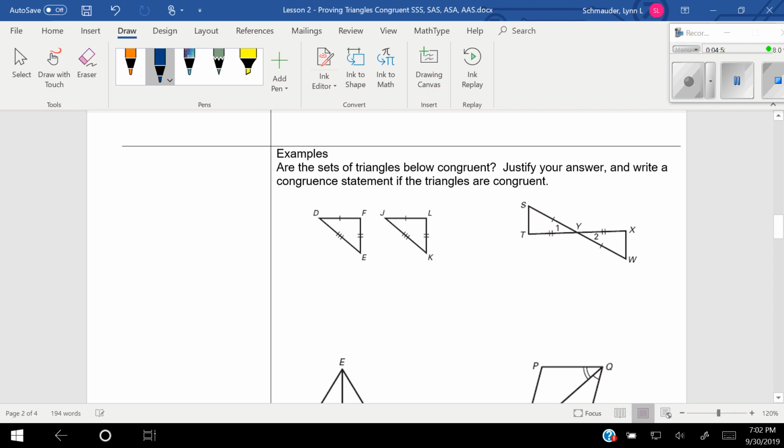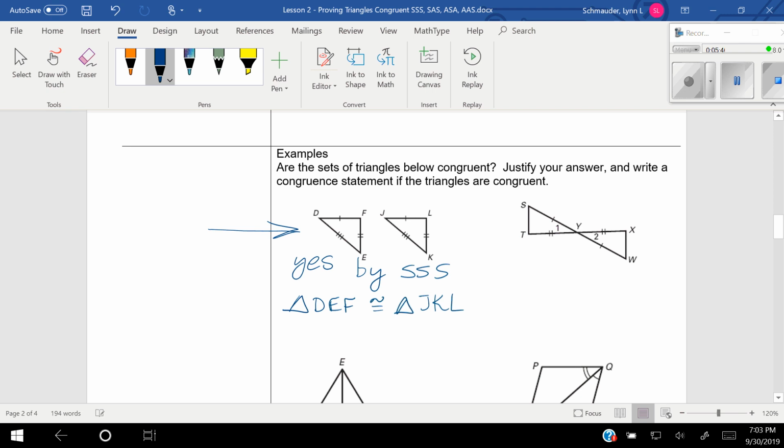Okay, let's do some examples. Are the triangles below congruent? Justify your answer and write a congruent statement if the triangles are congruent. Well, look, we've got all three sets of corresponding sides congruent here. So yes, these are congruent by side-side-side congruence postulate, and I'm going to write the congruent statement. Triangle DEF is congruent to triangle JKL by SSS. And when you're writing a proof, you can just put side-side-side. You don't necessarily have to put side-side-side congruence postulate. If you remember that it is a postulate, that's fantastic though.